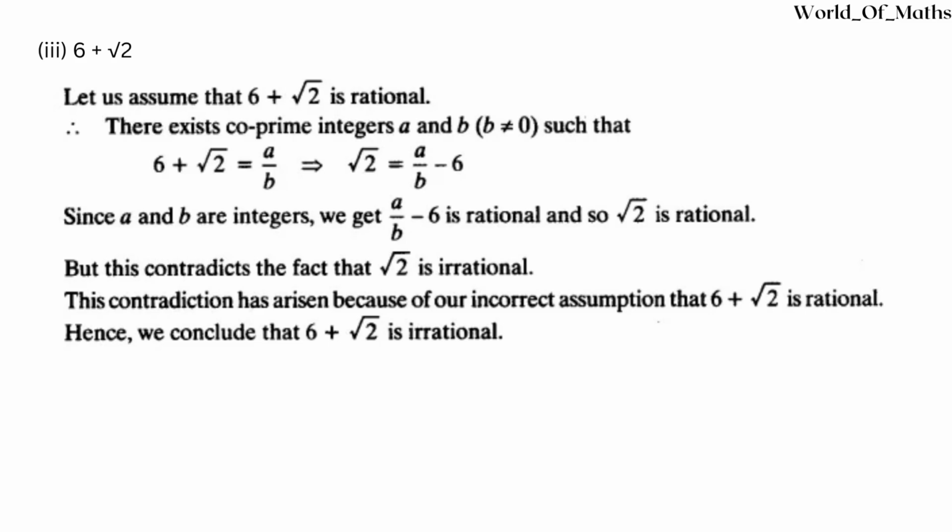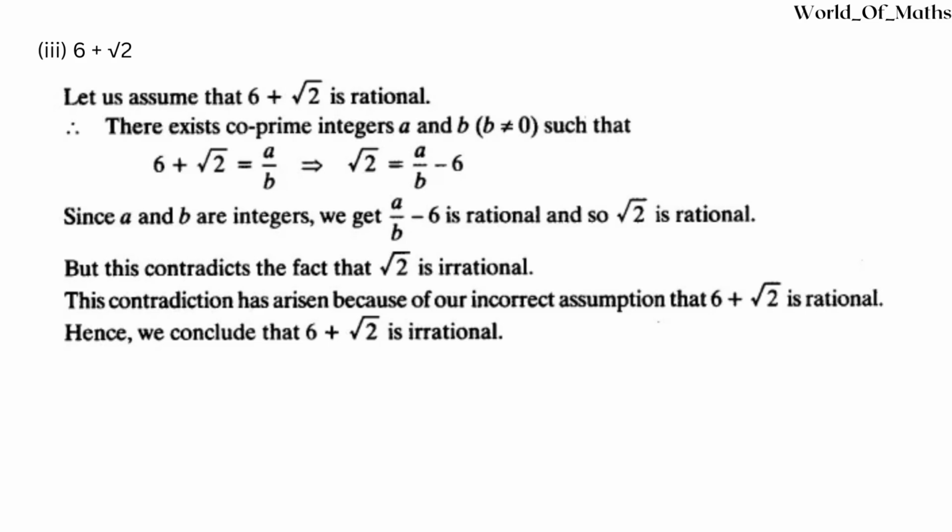The last question is proving the irrationality of 6 plus square root of 2. Again, in the same way, first we have to assume that number as a rational number. So if 6 plus square root of 2 is a rational number, we can express that in the form of a by b, which is 6 plus square root of 2 is equal to a by b, and square root of 2 is equal to a by b minus 6.